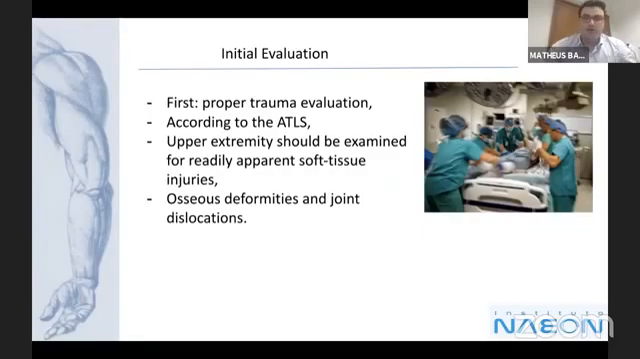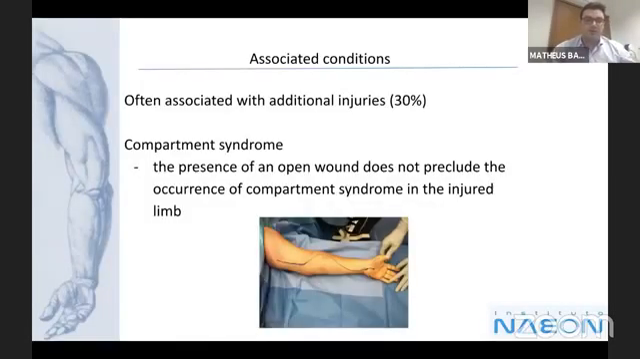Initial evaluation: the most important thing is to save the life of the patient. So we start with the ATLS. The upper extremity should be examined for apparent soft tissue injury, and osseous deformities of the joints should be addressed after. So the first priority is to save the life of the patient.